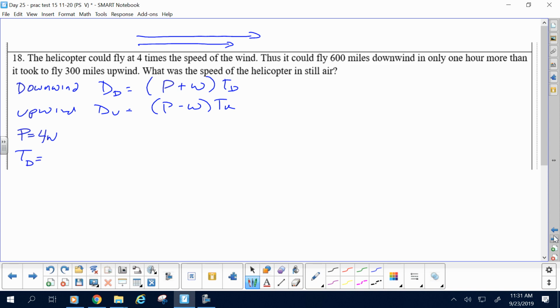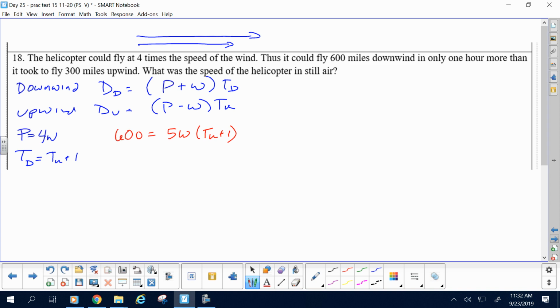It can fly downwind in only 1 hour more than it took upwind. TD is 1 plus TU. All right. Now, if we throw those two in with the distances, let's see where we stand here. First of all, 600 is a downwind distance. How does the P plus W come out? 5W. And do I plug in for T sub D or leave it T sub D? Sub it.